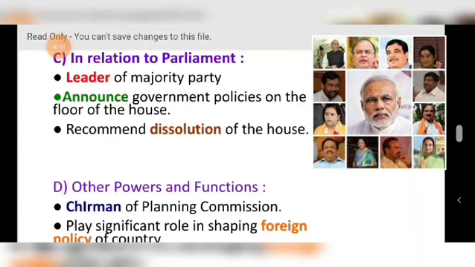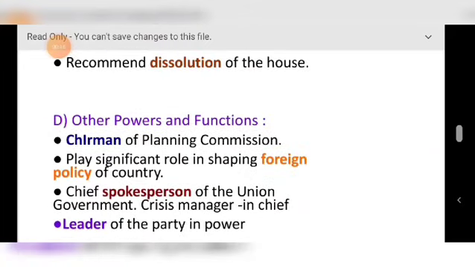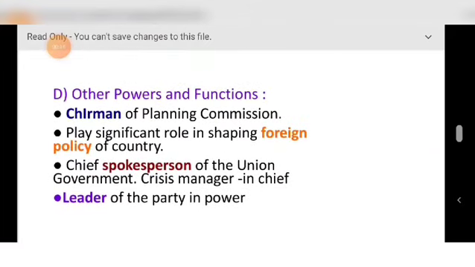In relation to the Parliament, Prime Minister is leader of majority party. He announces government policies on the floor of the House. He recommends dissolution of the House. Other powers and functions of the Prime Minister.